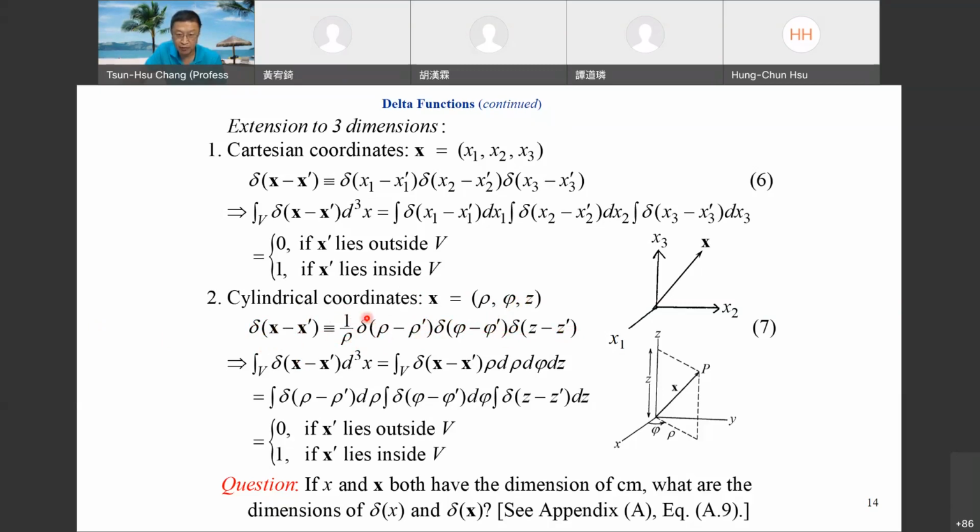But remember, we have a proportional constant here. You can rewrite this into rho d rho d phi dz, and this rho will cancel with this one. So eventually, we have 3 delta functions, 1, 2, 3. That's the volume integral, 体积分. Once again, we have 0 outside and 1 inside.